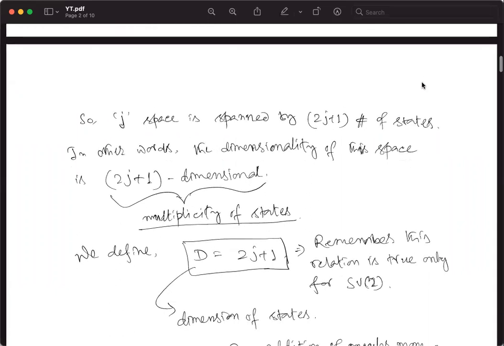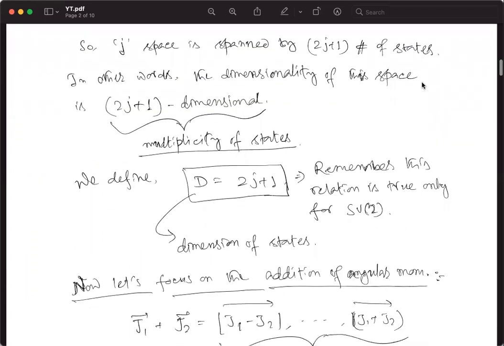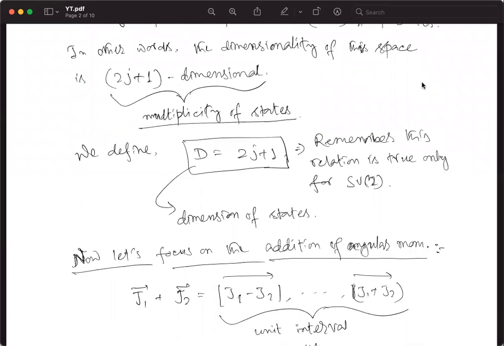So you have already gotten the idea of the dimensionality of the space with angular momentum. It's actually the multiplicity of that state. So we define D equal to 2J plus 1, where D is the dimension of the states, and we have to be very careful here: this relation is true if and only if it is SU(2). One of the important reasons behind using this Young tableau is to get a generic framework for the construction of higher dimensional representations, and not the angular momentum technique, because that is restricted to SU(2) only.